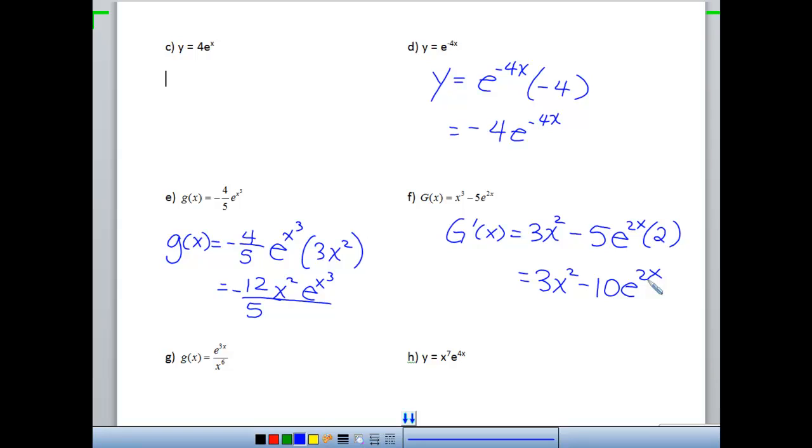How many people got this answer for D? Negative 4 e to the negative 4x. Okay, any questions about that? Okay, and for E, I ended up with negative x squared times e to the x cubed over 5. Questions about this one? Okay, and then for F, I got g prime of x was equal to 3x squared minus 10 e to the 2x. Question?